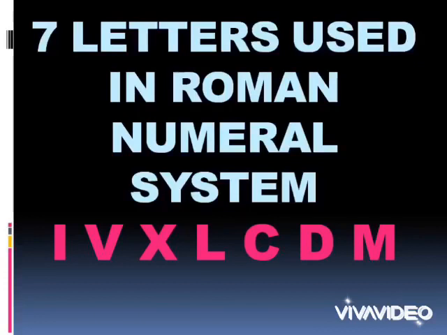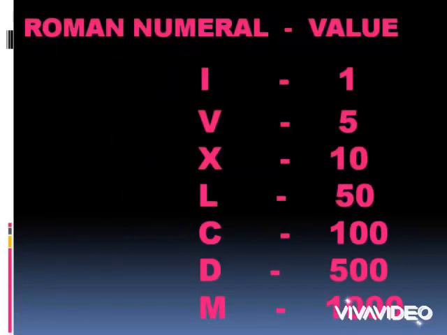There are 7 letters which are used in the Roman numeral system. These are I, V, X, L, C, D and M. I represents 1, V represents 5, X represents 10, L represents 50, C represents 100, D represents 500 and M represents 1000.